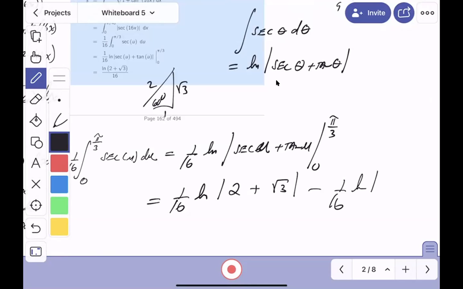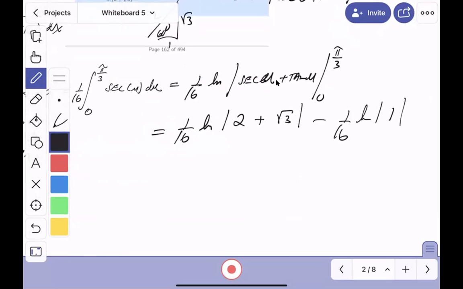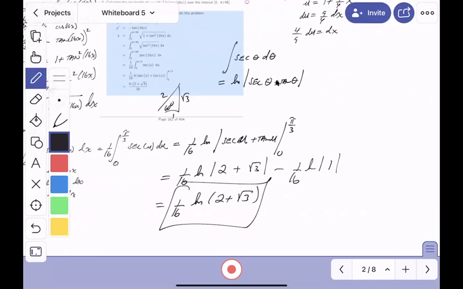Minus 1/16 natural log, absolute value. Well, the secant of 0 is 1, and the tan of 0 is 0. The natural log of 1 is 0. Wow, this is easy. So what do you have here? 1/16 natural log of 2 plus √3, which is a positive number, so I'm not going to remove the absolute value symbols. Now, could I have made a mistake? Of course. Let's look at our answer key and see if I got that right. Yeah, bingo, got it right.